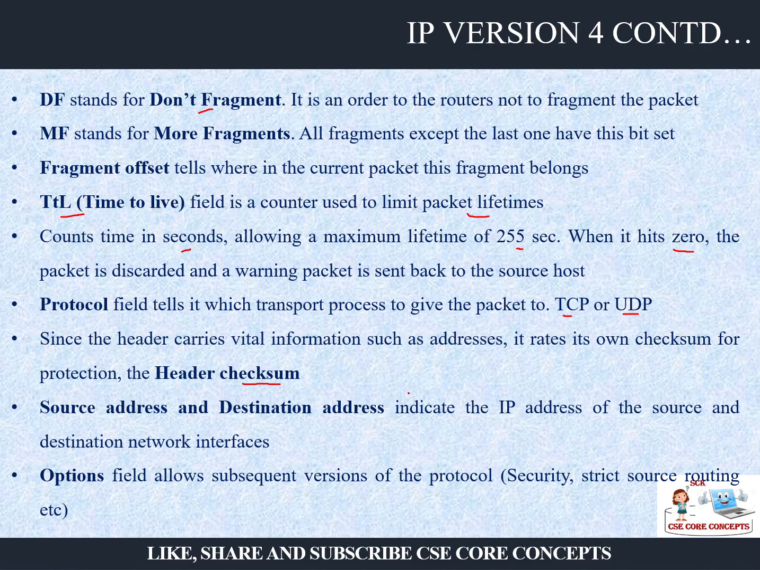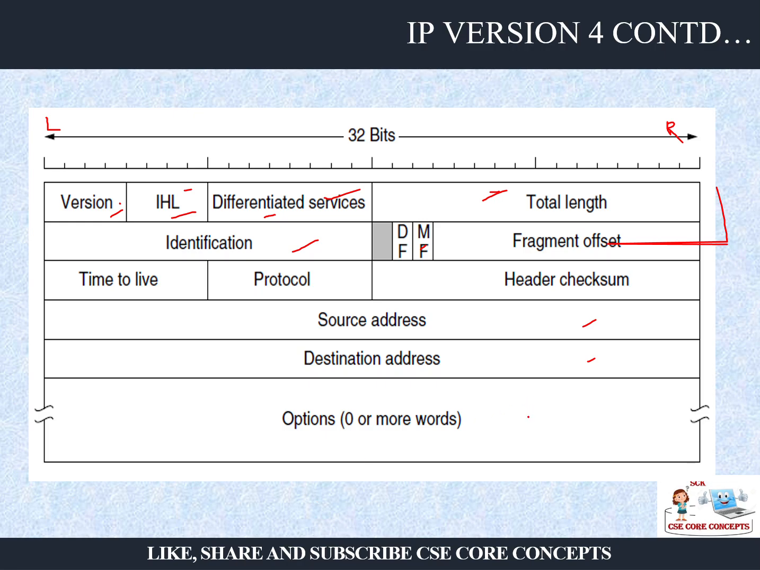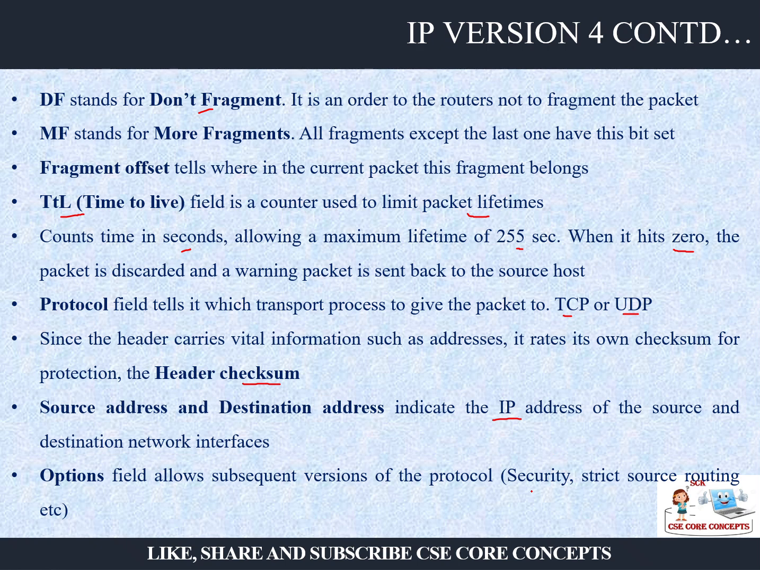Then, of course, the two important fields, that is the source address and the destination address. These are the IP addresses of the source and the destination. And finally, the option field, which can vary. You can write down some optional data such as what type of security standard you are using, what type of routing you require, etc.